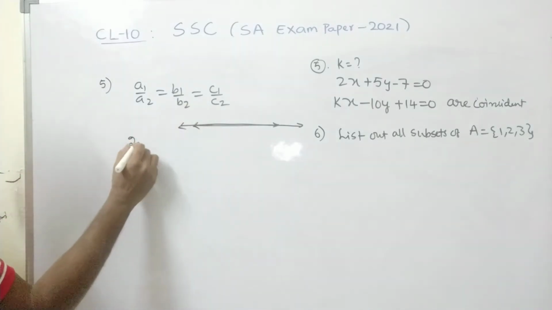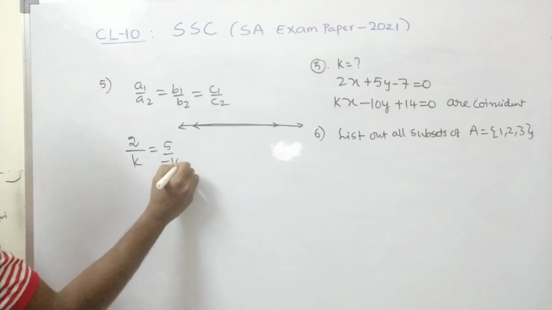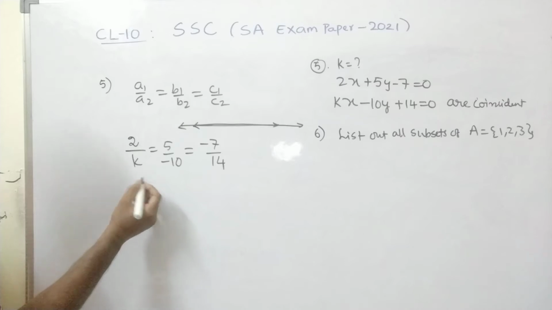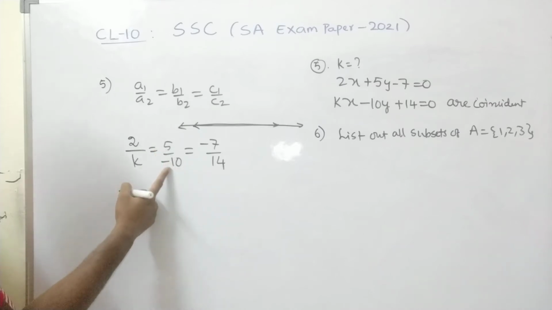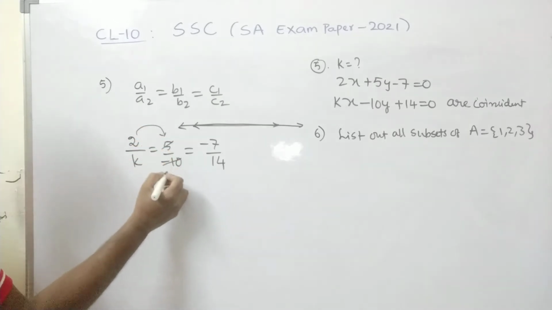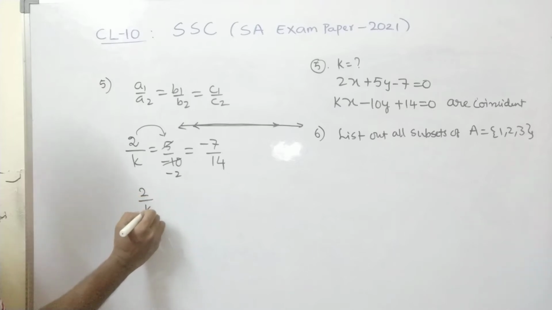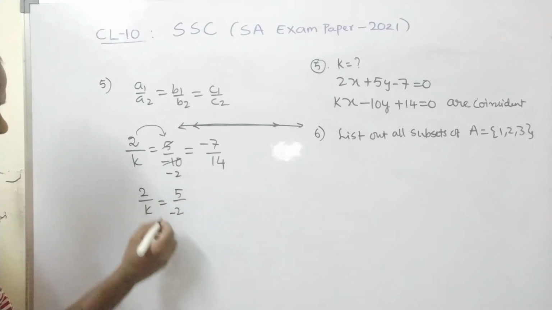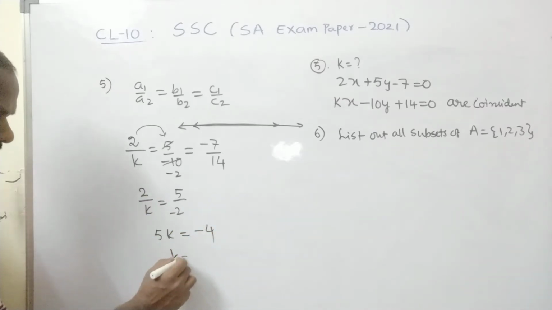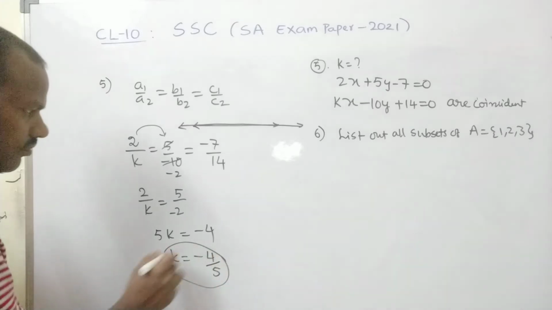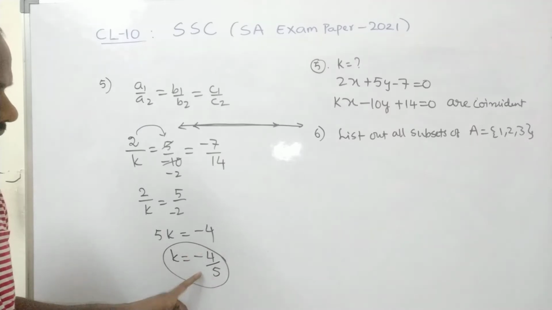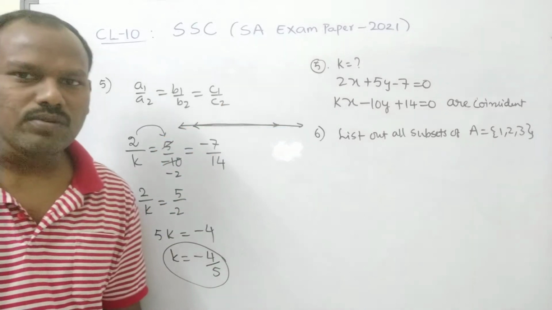So now let us substitute: 2 by k is equal to 5 by minus 7 equal to minus 7 by 14. Any two of those you can equate, because 5 by minus 10 equal to minus 1 by 2, this is also minus 1 by 2. So let us equate these two. 2 by k equal to 5 by minus 2. If you apply cross multiplication, 5 into k is equal to minus 4, because 2 twos are 4, and k is equal to minus 4 by 5. So if the k value is equal to minus 4 by 5, for that particular value the two lines will become coincident lines.